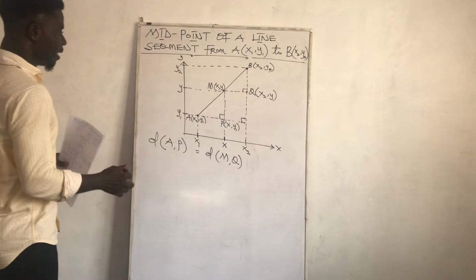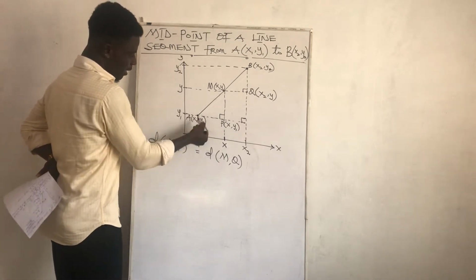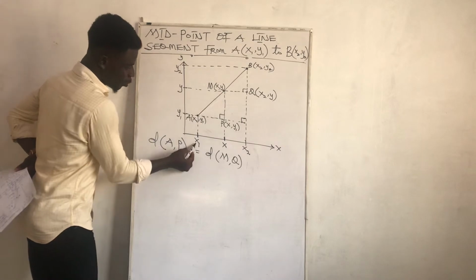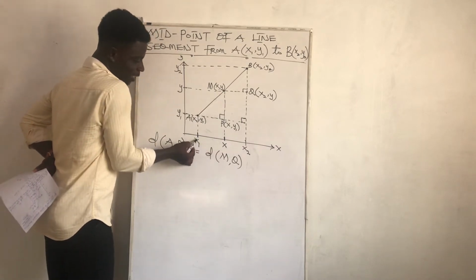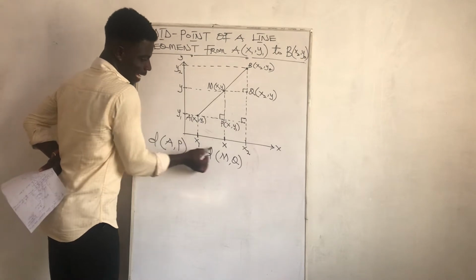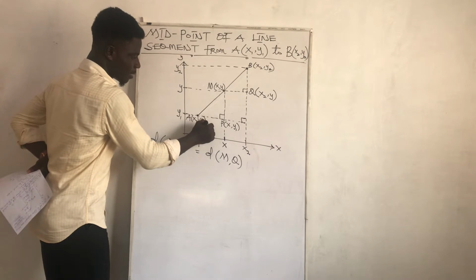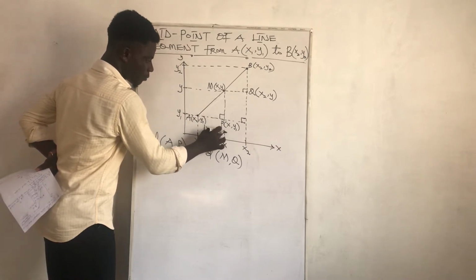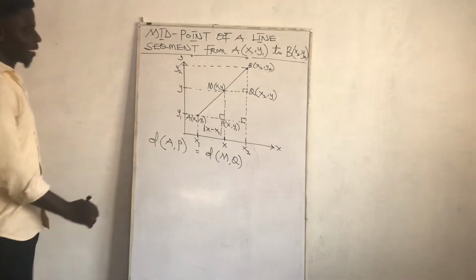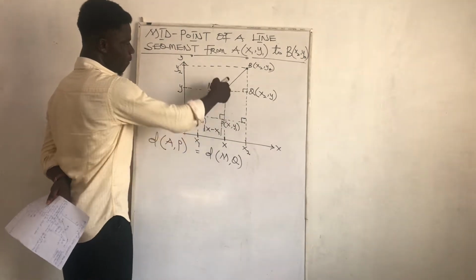So now let's see the distance of AP. This one is a smaller value and this one is a bigger value, so I can subtract x1 from x. I'll get x minus x1.